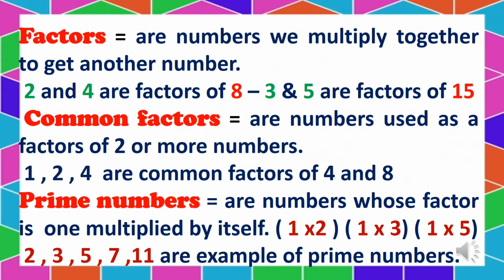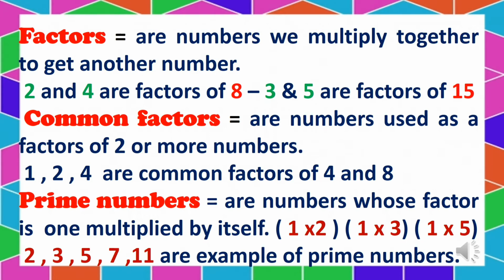Okay, let us first define the following terms within this module. We have factors. What do we mean by factors? These are numbers that we multiply together to get another number. For example, 2 and 4 are factors of 8, because 2 times 4 is 8. Another one: 3 and 5 are factors of 15. So if you are asked what the factors of 15 are, the numbers are 3 and 5. We call these factors.